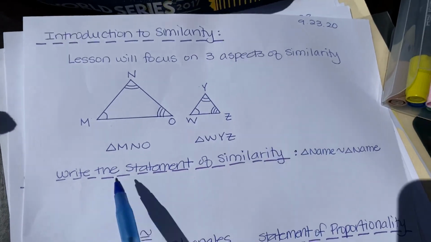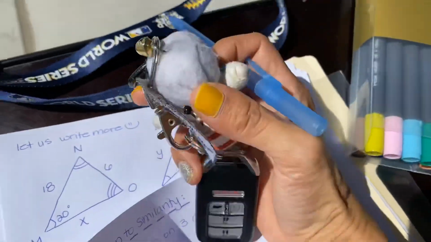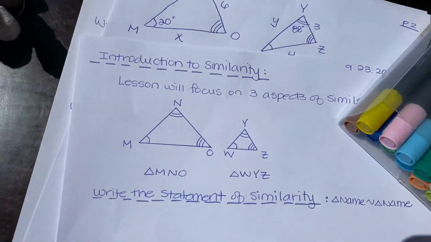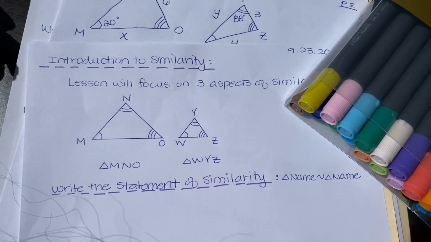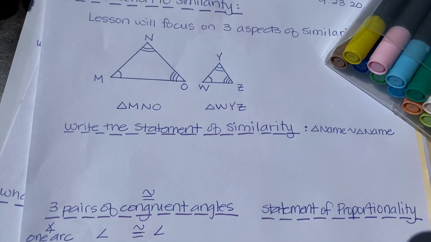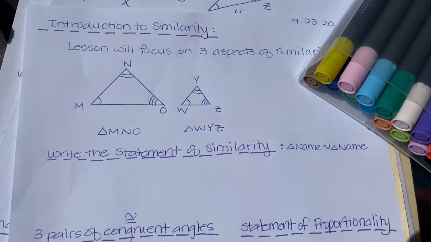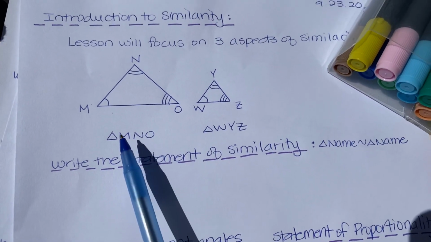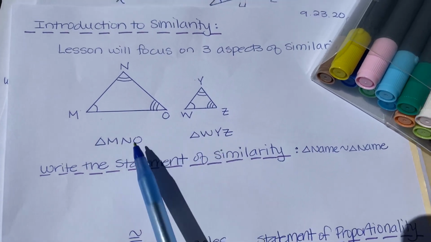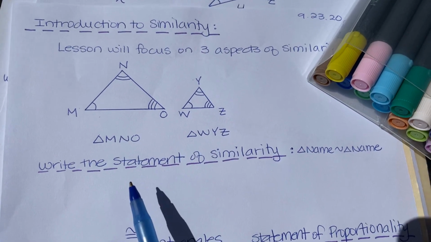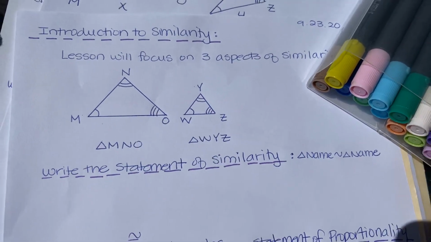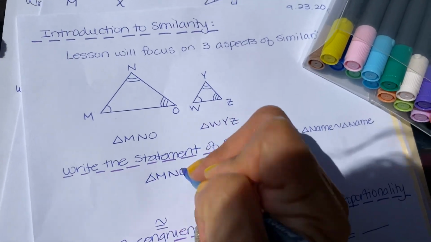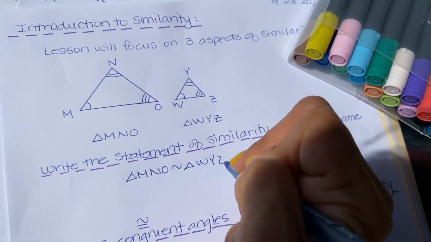So when they ask me to write a statement of similarity, they're asking me to write a similarity statement that declares all the congruent and proportional parts. So you have to make sure it's named correctly, because the assumption is, we're going to go over this, but M goes with W, N goes to Y, O goes to Z. And your arcs have to match that. Okay, so one similarity statement would be triangle MNO is similar to triangle WYZ.